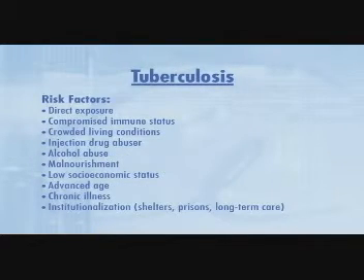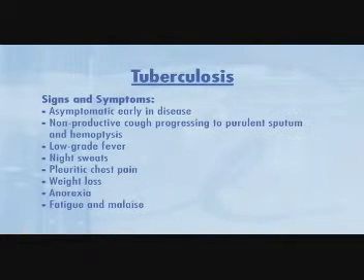The risk factors for tuberculosis include direct exposure, compromised immune status, crowded living conditions, and being an injection drug abuser. Other risk factors include alcohol abuse, malnourishment, low socioeconomic levels, advanced age, chronic illness, and institutionalization in shelters, prisons, and long-term care facilities. Do you remember the signs and symptoms of tuberculosis?